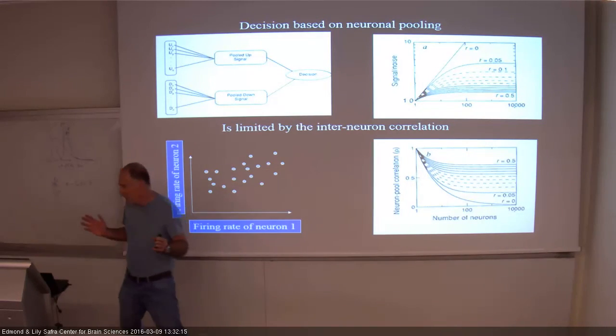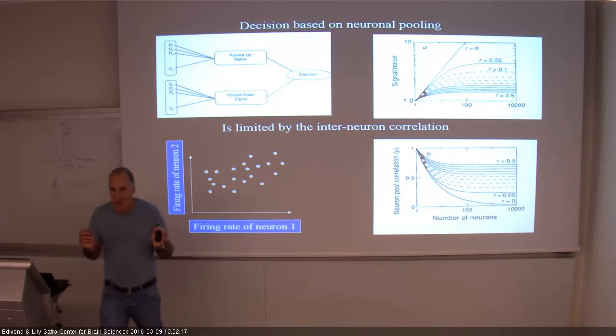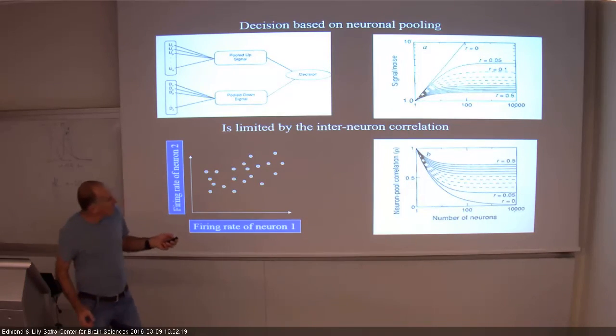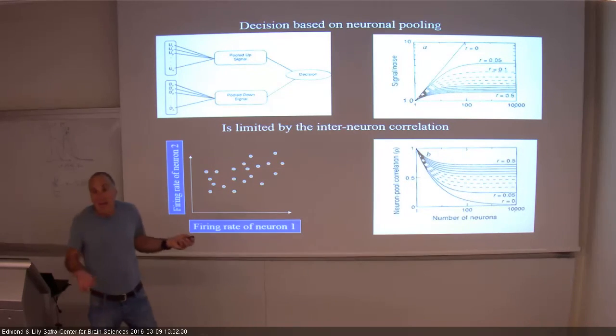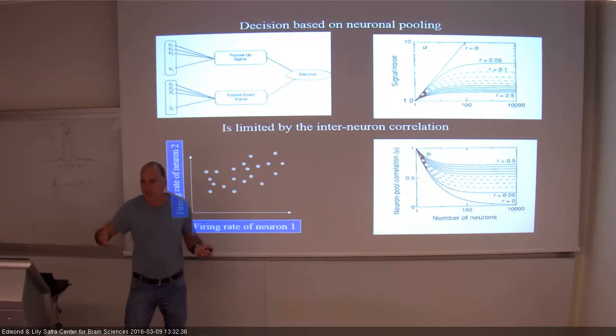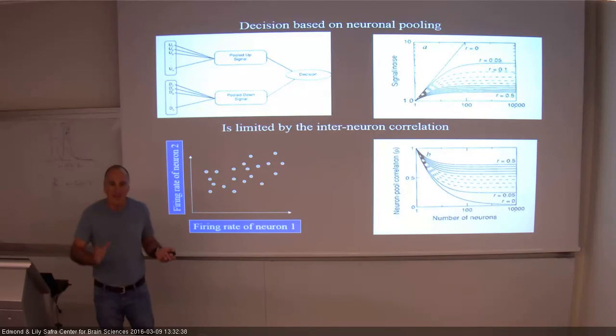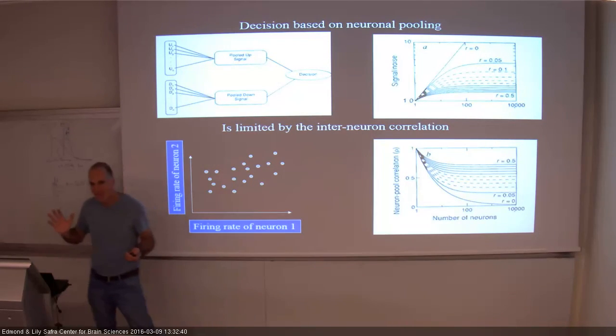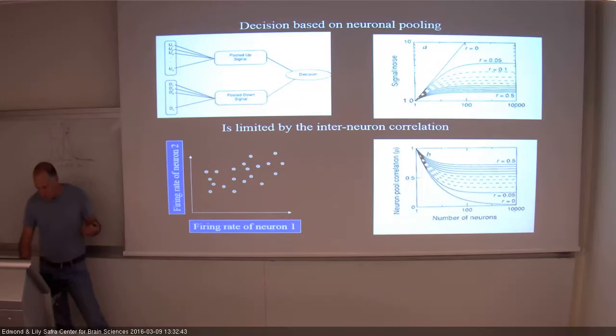To be fair, there's still a problem. I said that the individual neuron was as good as behavior, and if you're pooling, say, a million neurons with R equals 0.1, you're still a factor of 2 or 3 better than the individual neuron. But you're not talking about a factor of 10,000 or a million, okay? You're talking about a factor of 2, and we can live with that, okay? So that explains most of the problem that we brought up.